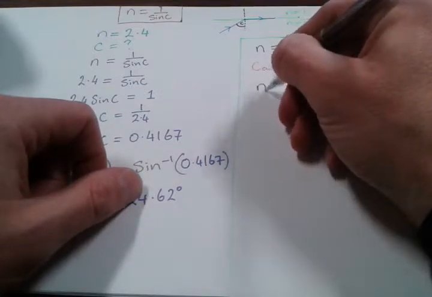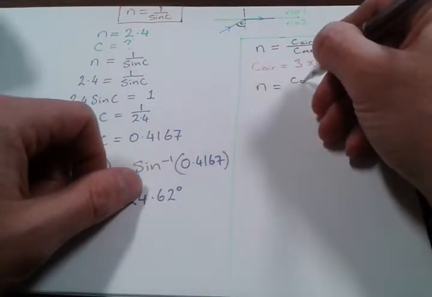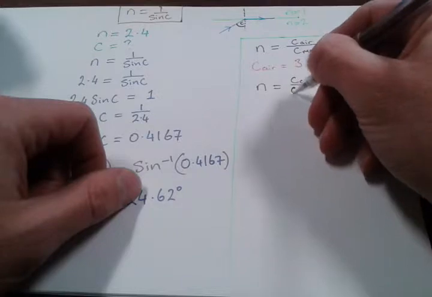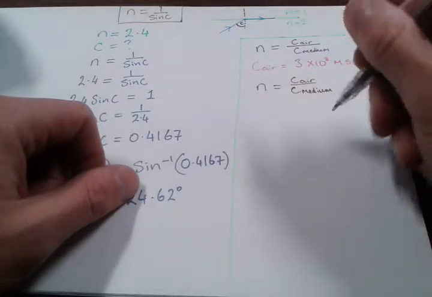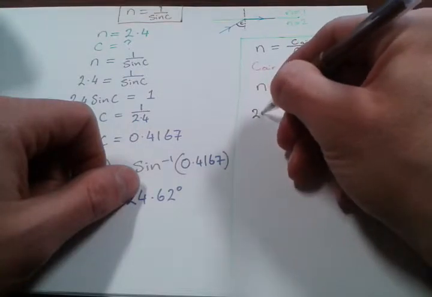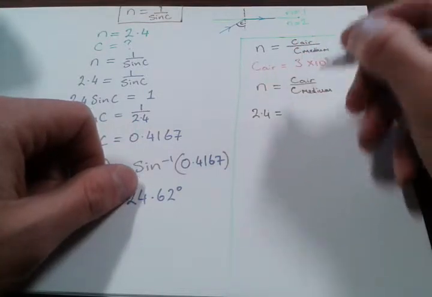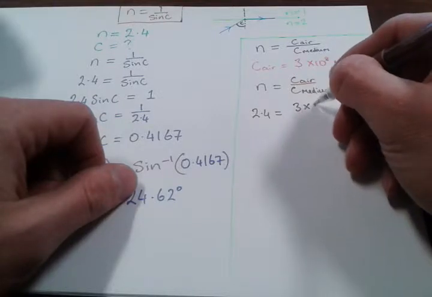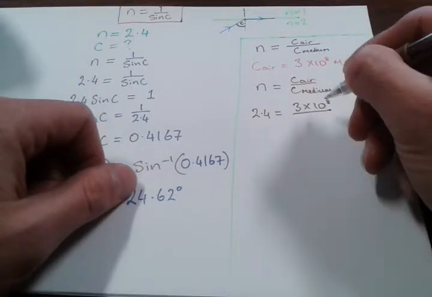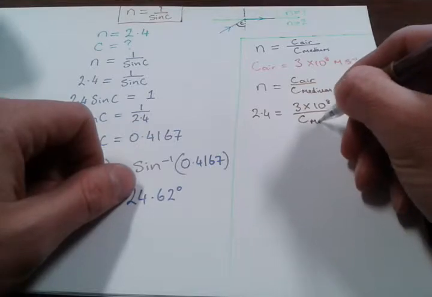So we just use the formula. n is equal to c air over c medium. Okay, now let's fill in some values. n is 2.4. c of air, the speed of light through air, is 3 by 10 to the power of 8. Over, and I have c here of the medium.